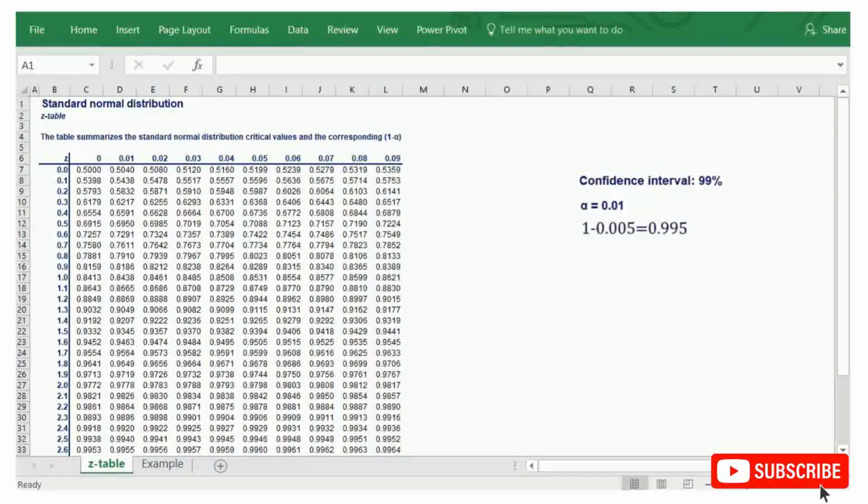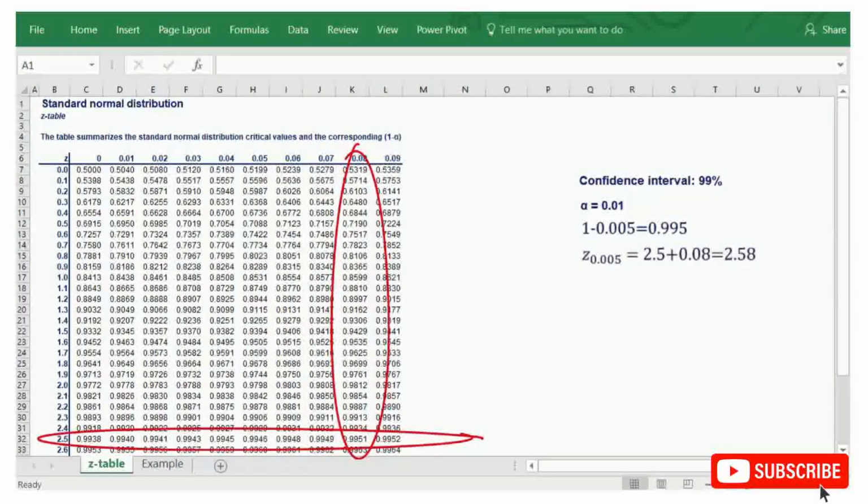Which is equal to 0.995. Bummer! There is no such value. When this happens, we just have to round to the nearest value available. The corresponding critical value is 2.5 plus 0.08, thus 2.58.